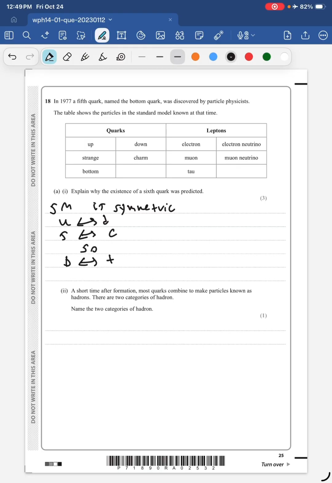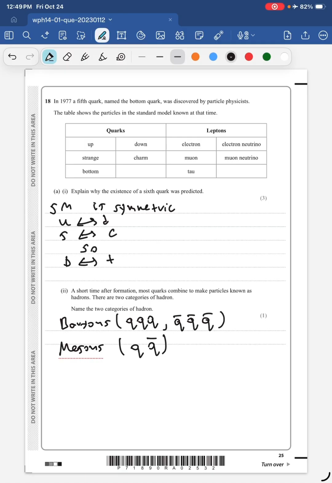A short time after formation, most quarks combine to make particles known as hadrons. There are two categories of hadrons. Name the two categories of hadrons. So these are baryons, consisting of 3 quarks or 3 antiquarks, and mesons that consist of quark and antiquark pairs.